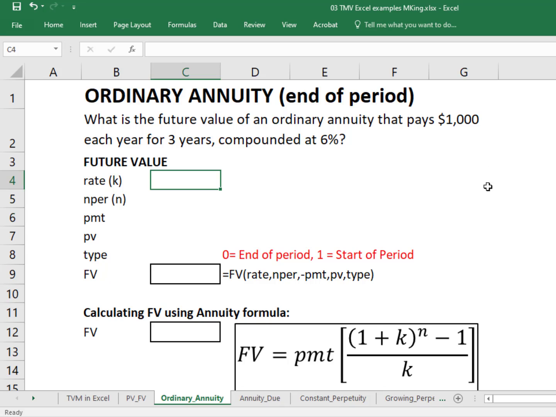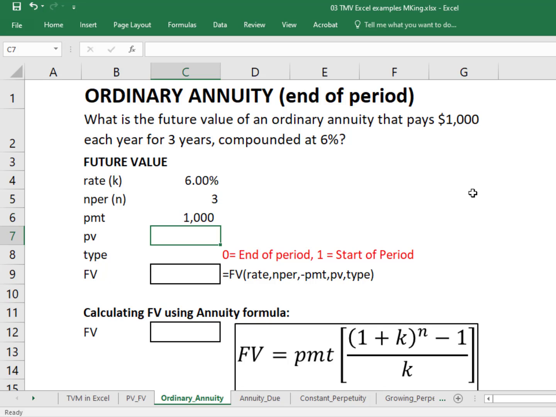The question I'm looking at is, what is the future value of an ordinary annuity that pays $1,000 each year for 3 years, compounded at 6%? So the interest rate is 6%. The number of periods is 3. Here, rather than entering 0, which we did previously with present value, future value, we need to add a payment that we're going to be receiving of $1,000 each year.